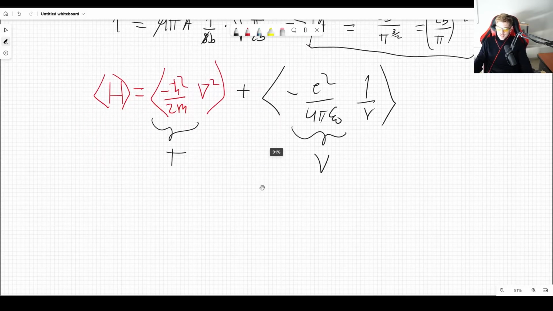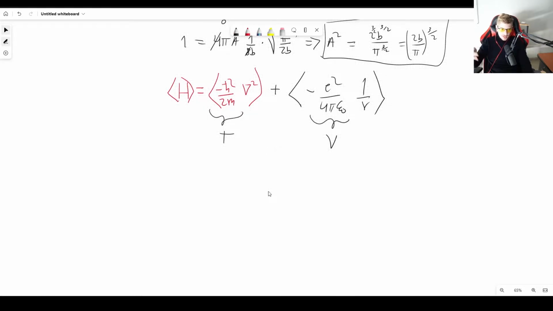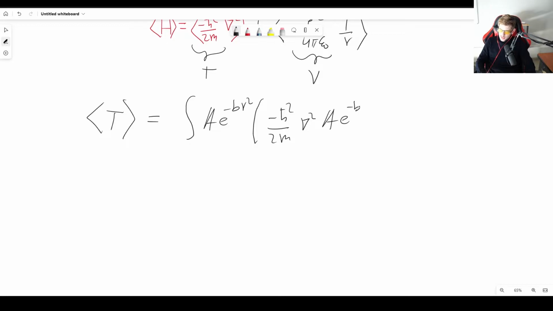We will solve them separately because they take a while, and it's going to be too much to have everything at once. So let's begin calculating the kinetic term. This would be the integral over all of space of our wave function, which is a e to the minus b r squared, times minus h bar squared over 2m del squared of our wave function, a e to the minus b r squared, times d r cubed over all of space.